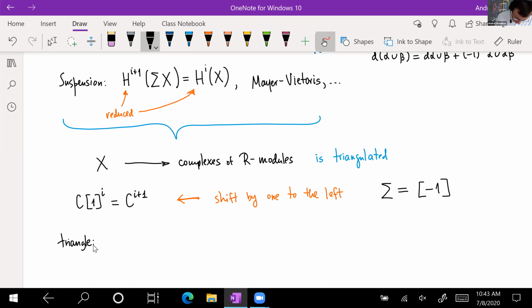A triangle is something that looks like this. If I have a map from some complex A, maybe A is a slightly unfortunate choice of notation, but it's just some map F to some complex B. Then you define the cone of this map F. So this would be where we're at. This will then map to the cone of this map F, and then this will go to complex A shifted by one.